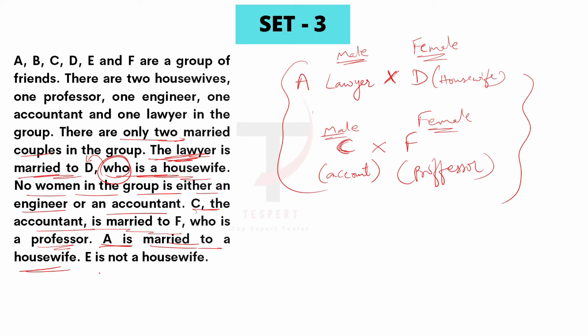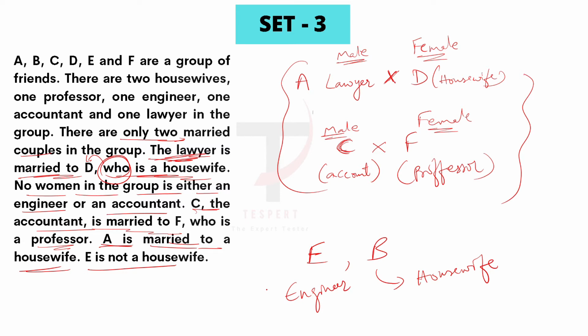And who are the remaining? Out of 6, we have A, D, C and F. So the remaining are E and B. Here it is given that E is not a housewife, which means B must be a housewife, and the only profession which is left is engineer, right? Nobody is an engineer, except E. So E must be an engineer.